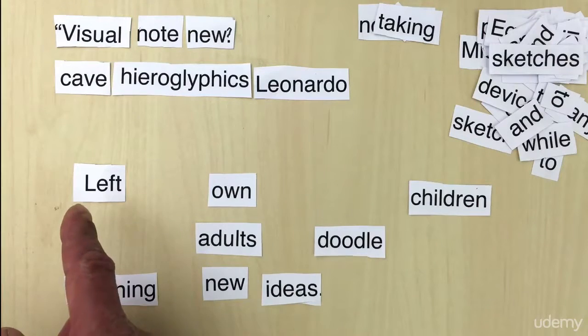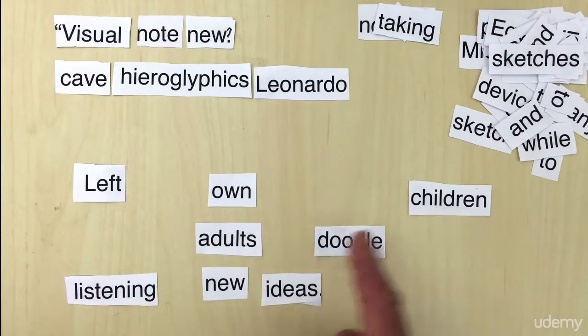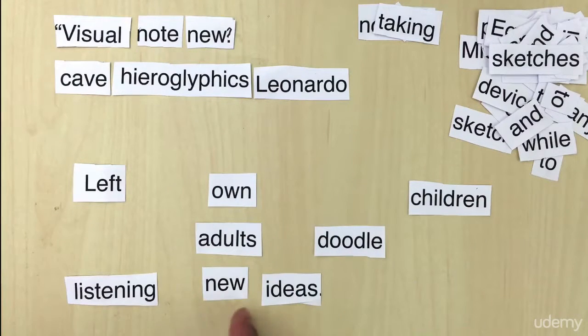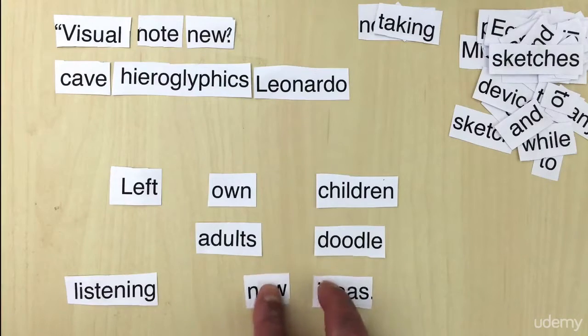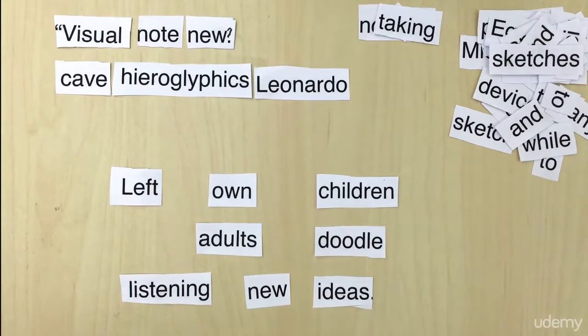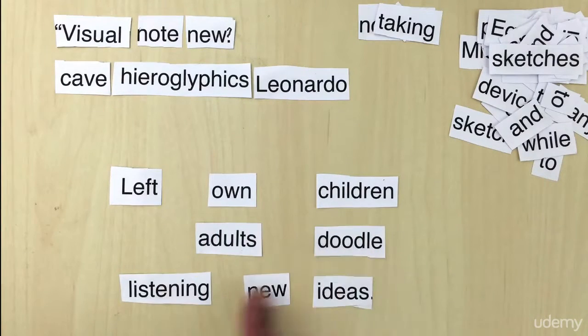So do we still have the meaning there? Left, own, children, adults, doodle, listening, new ideas. Yes, we've still got the meaning there. The challenge now is what would happen if we could only keep 3 words from this. What would be the 3 key words you would choose? Left, own, children, adults, doodle, listening, new ideas. You choose. Your turn. Why don't you stop and write down the 3 key words you would choose?